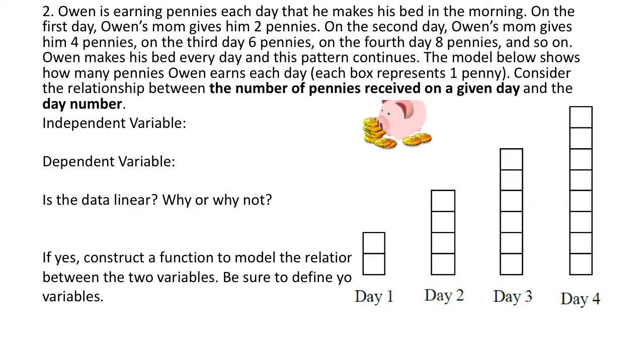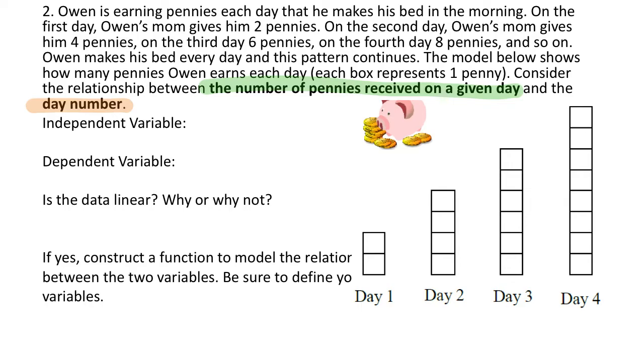Owen makes his bed every day, and this pattern continues. The model below shows how many pennies Owen earns each day. Each box represents 1 penny. Consider the relationship between the number of pennies received on a given day and the day number. So we're looking at 2 different quantities: the number of pennies and also the day number. We just have to figure out which of those 2 is independent and which one's dependent.